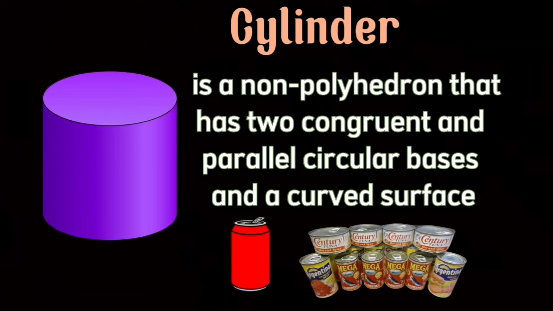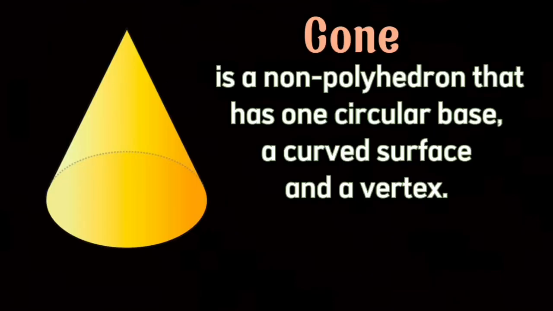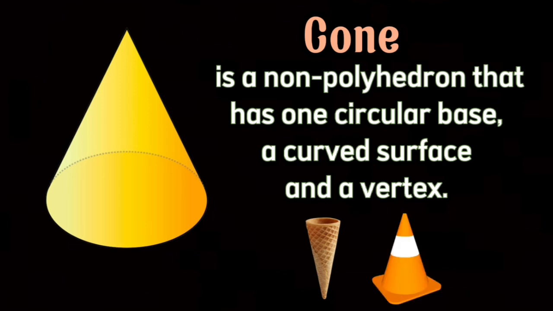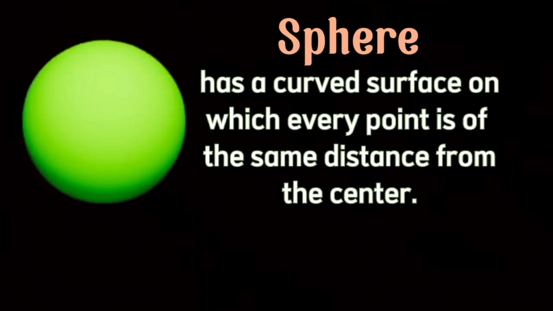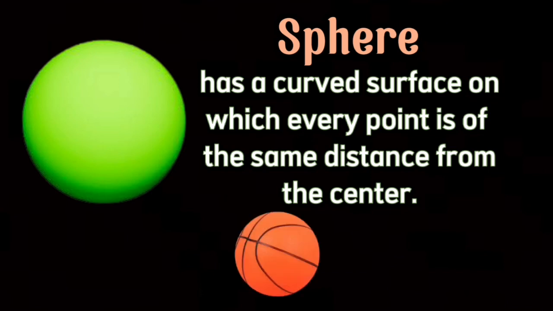Next one is cone. A cone is a non-polyhedron that has 1 circular base, a curved surface, and a vertex. Examples of these are an ice cream cone and a traffic cone. And for our last solid figure, a sphere. A sphere has a curved surface on which every point is of the same distance from the center. Examples of spheres are a ball and a globe.